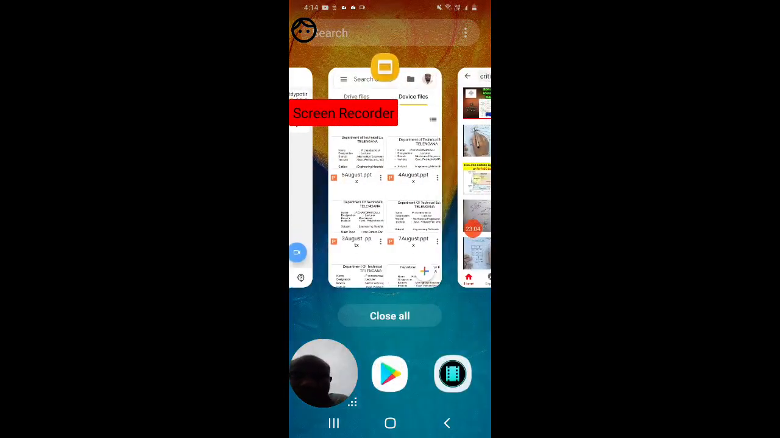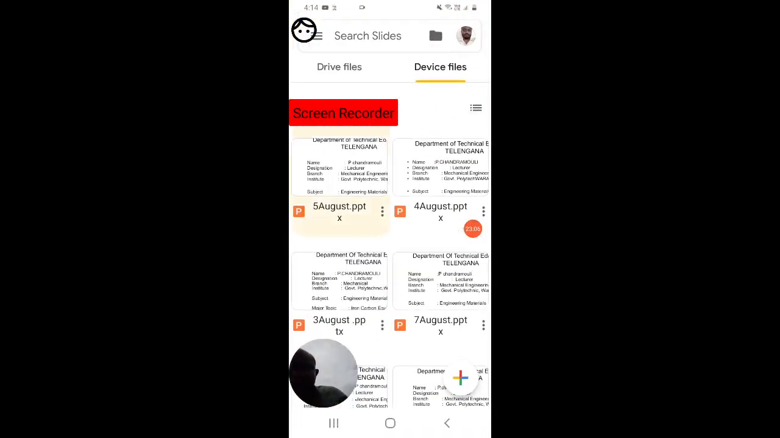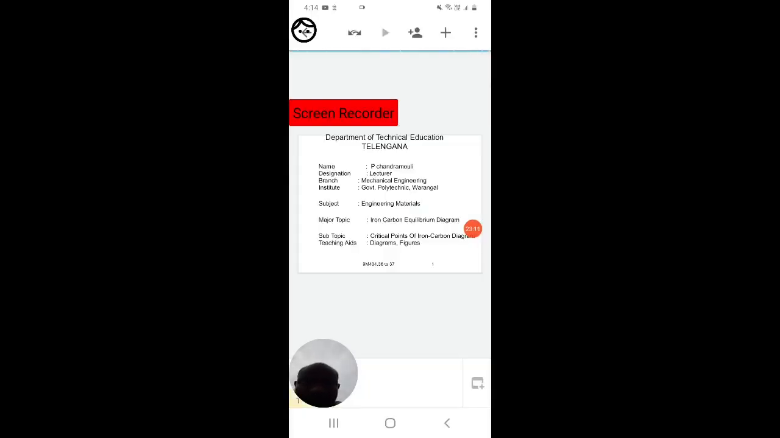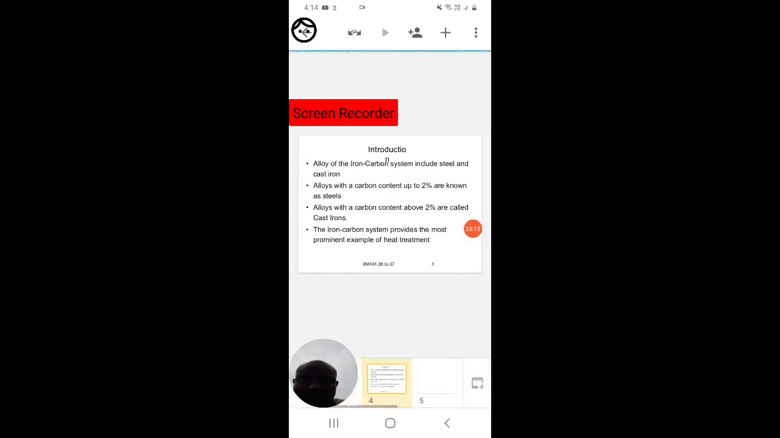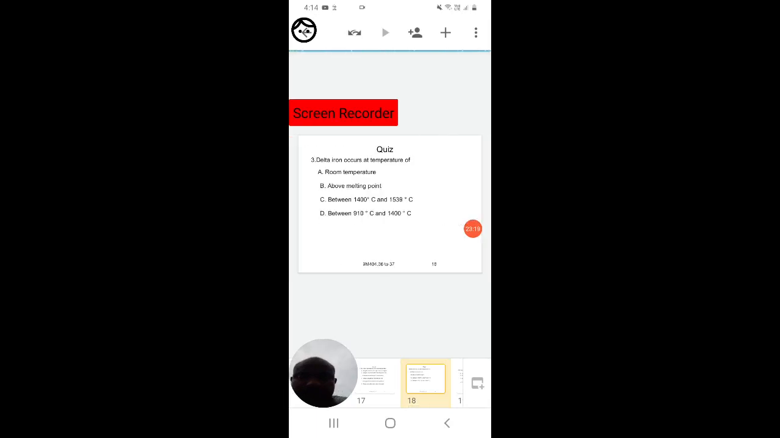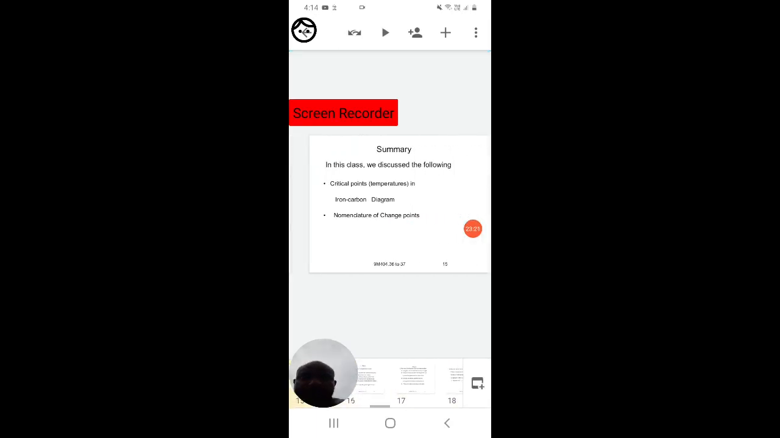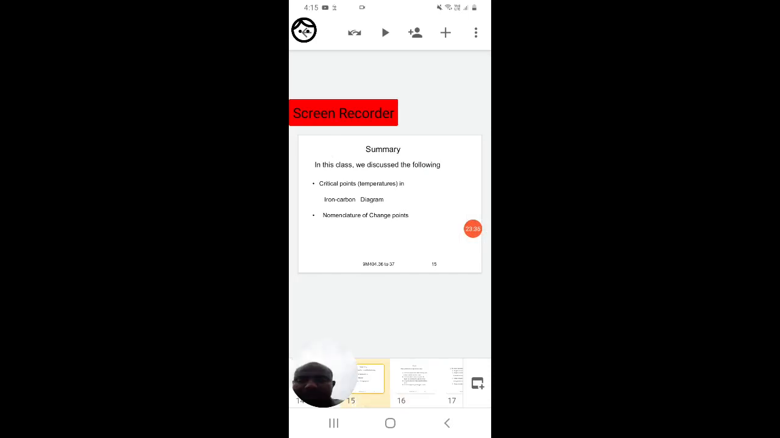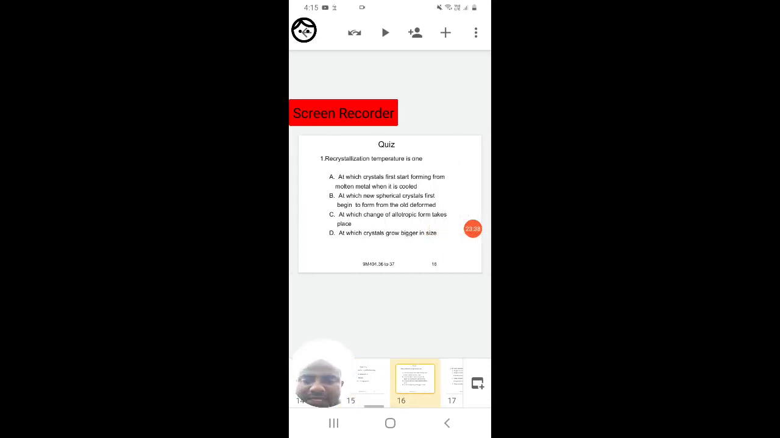So finally, today's class summary: in this class we have discussed the following critical temperatures in the iron carbon equilibrium diagram, the nomenclature of the change points, that means A1, A2, A3, ACM and A4.